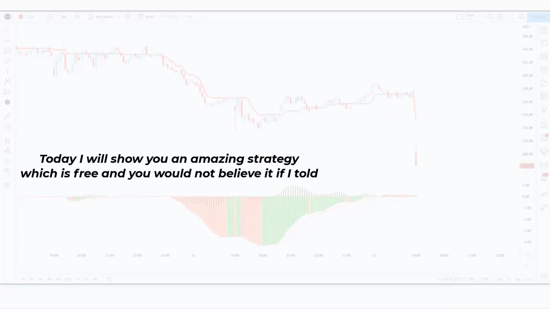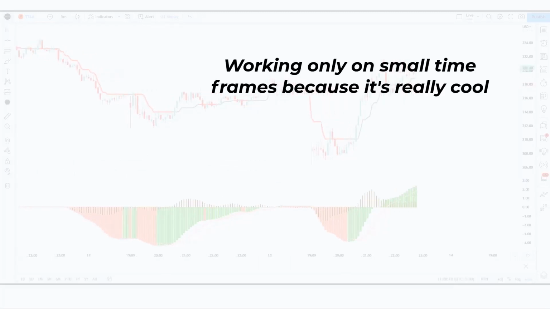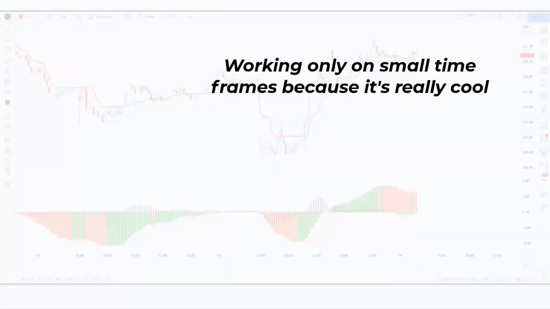Today I will show you an amazing strategy which is free and you would not believe it if I told you. It works only on small time frames, because it's really cool.